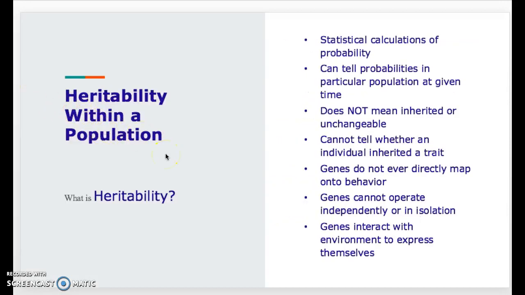So what is heritability? Heritability is when we talk about whether or not you're statistically liable to have this particular characteristic. So we talk about probability. It doesn't mean that something is definitely going to be inherited, but it means that your chances are higher. And genes don't always directly map onto a person's behavior, but we know that with heritability, the likelihood tends to be higher.